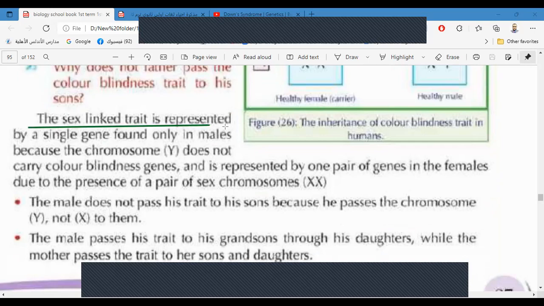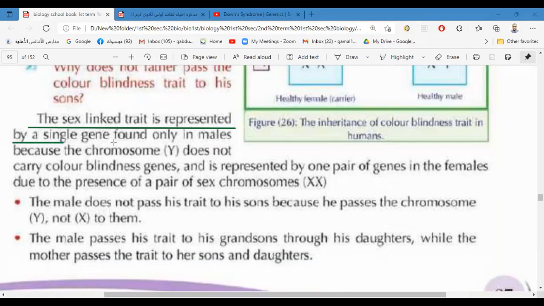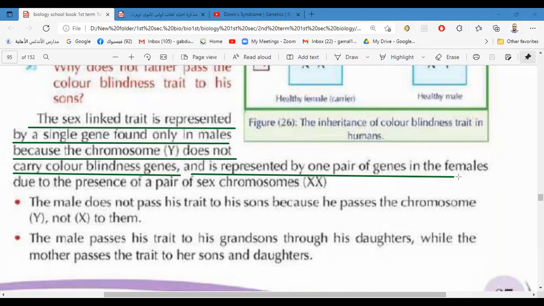The sex-linked trait is represented by a single gene in the male, because the Y chromosome doesn't carry the color blindness gene. And it is represented by one pair of genes in the female, due to the presence of a pair of X chromosomes. So the male has only one. He will be sick, with color blindness, if he has only one recessive gene, one small c. But the female, if she has one small c and one capital C, will not be sick.